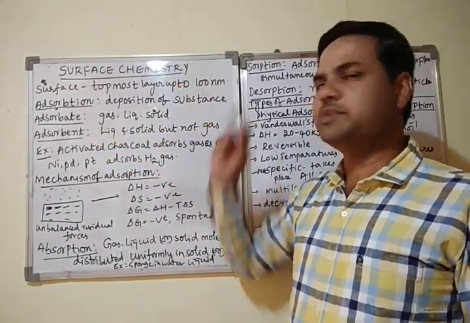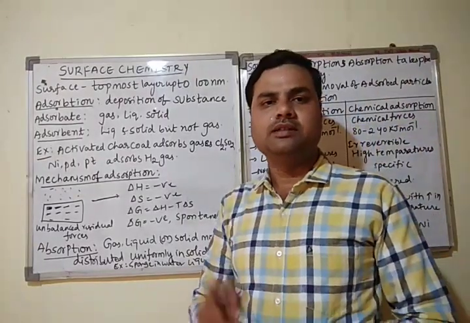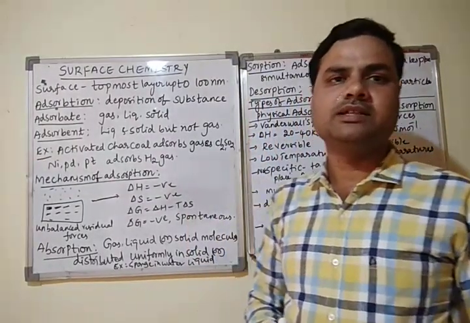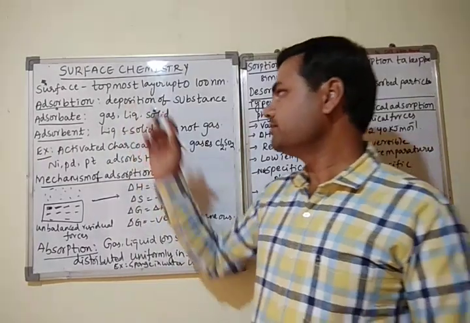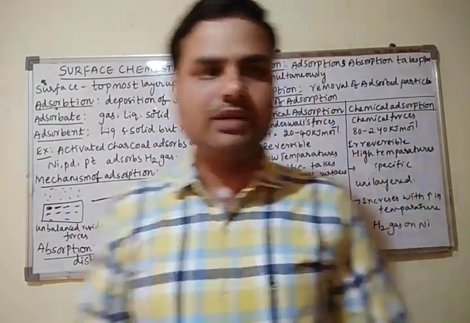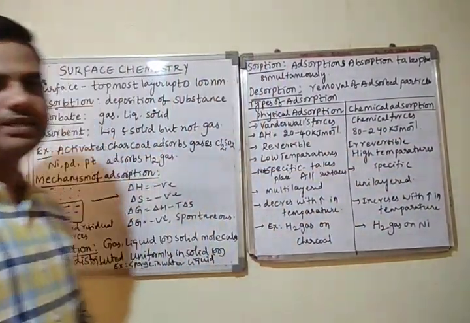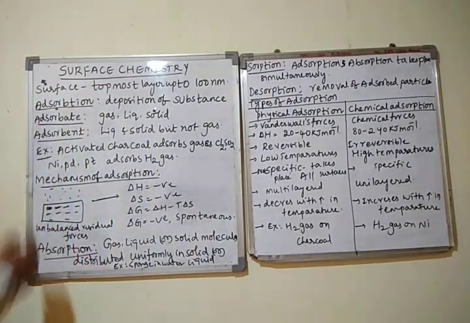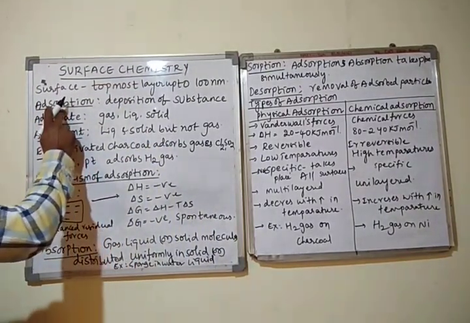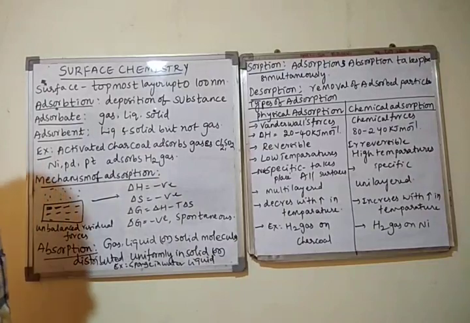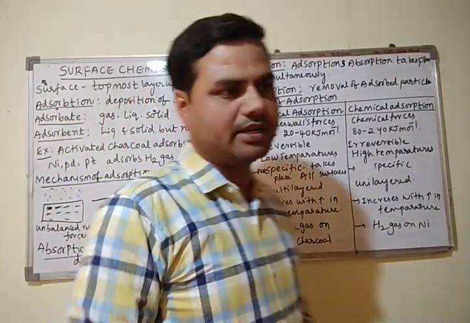And in this chapter we are discussing only the processes which are taking place on the surface. There are mainly different types of processes taking place on the surface. One of the most important processes is adsorption, and the definition of adsorption can be defined as follows.